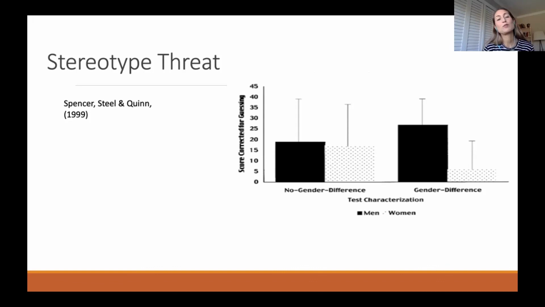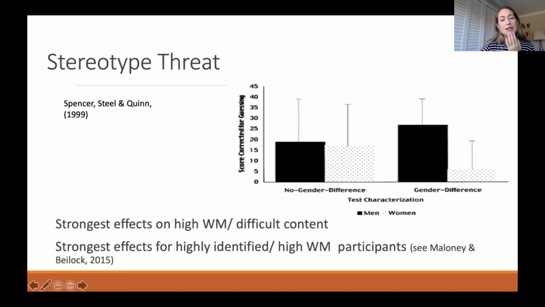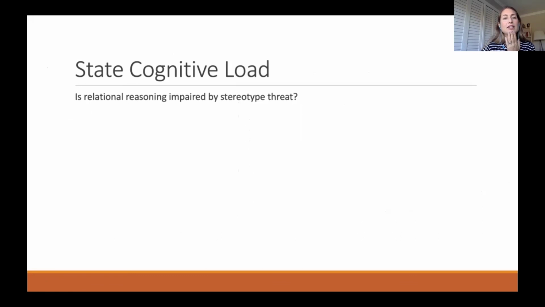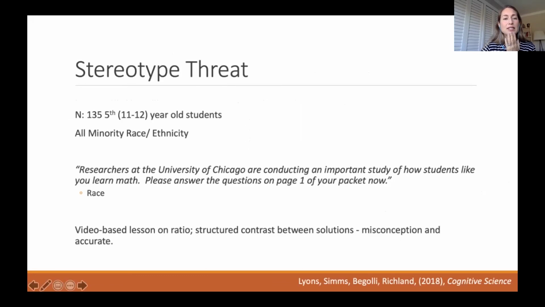And the typical finding is that stereotype threat is actually higher for highly identified individuals in a context, and higher on high working memory load test problems. So we looked at it in an analogy context, which is a high working memory taxing learning context, and basically did a very similar paradigm to what I described.